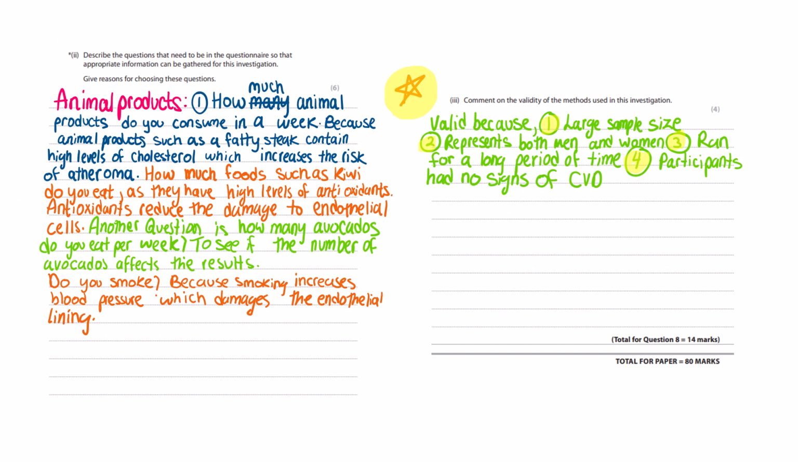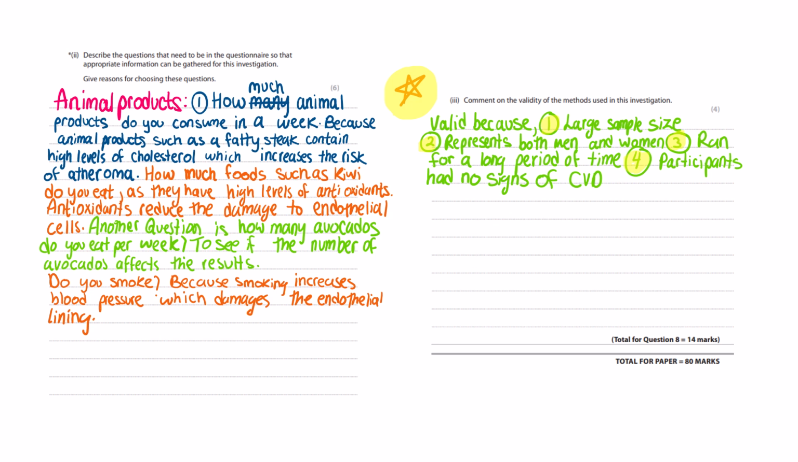So describe the questions that need to be in the questionnaire so that appropriate information can be gathered for this investigation. This is a really good 6-mark question. I think that this is one of the easier questions that they could have asked. So when we're talking about coronary heart disease and LDLs and cholesterol and food and diet, we need to talk about number 1, animal products. Number 2, how much food they eat. We can include antioxidants. We can also include questions from the investigation itself. So they mentioned avocados. Well, how many avocados did they eat? What type of avocados did they eat? We can also mention other factors such as smoking.